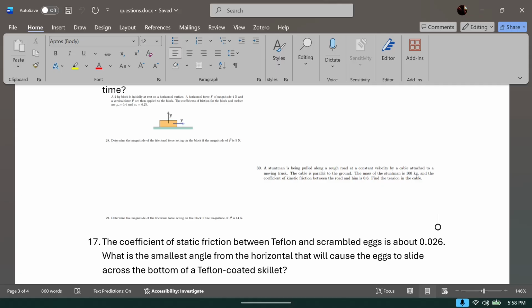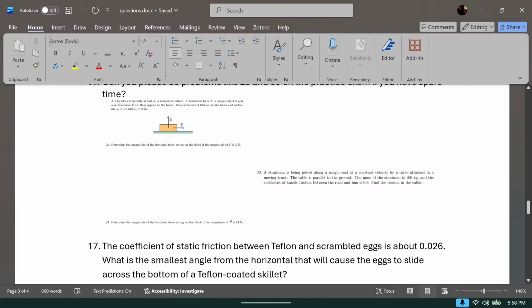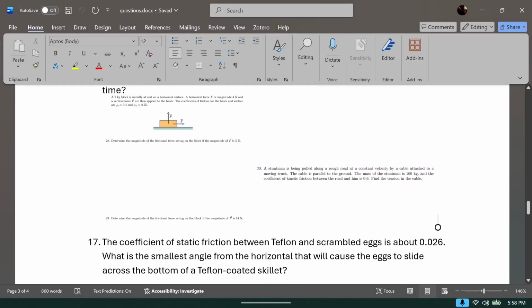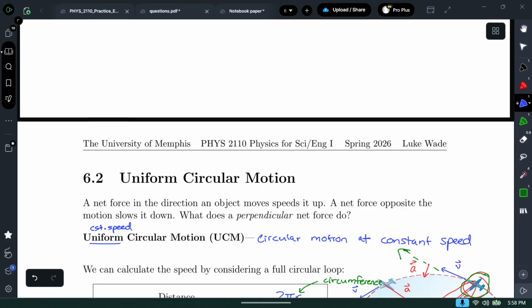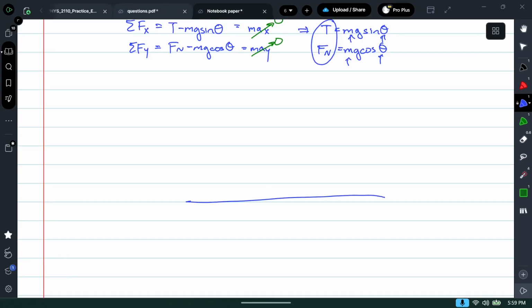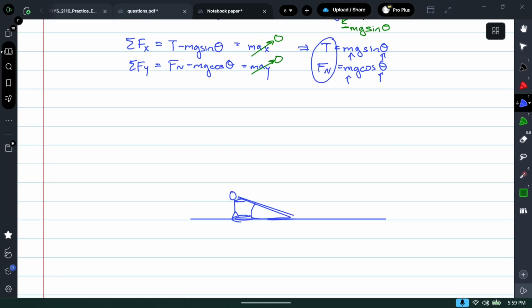For 30, I will do a little bit more of a detailed one because I definitely could ask one like this. Hint, hint. Okay, so 30, a stuntman's being pulled along a rough road at constant velocity. A similar one is like a dog sled, which I don't know how to draw, I'm realizing. Something like that, and the dude stands on it. And he's got his team of dogs, which I'm not even going to attempt. They're going to be some bricks.